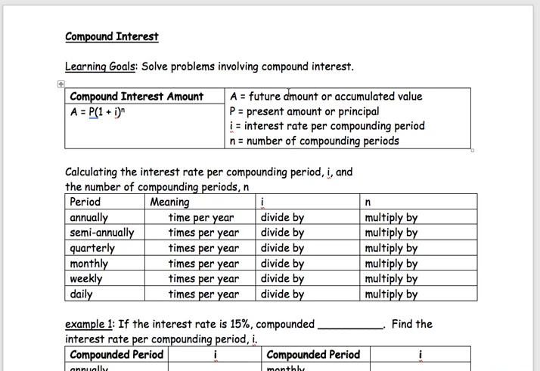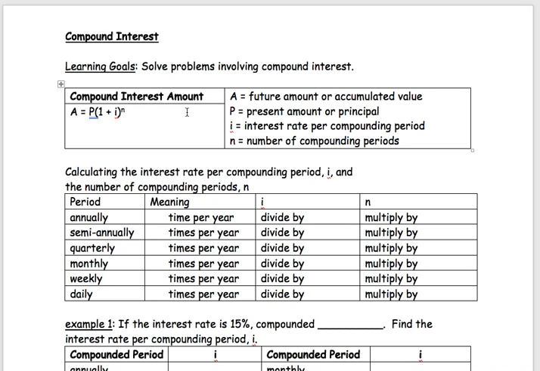Okay, so A is the future amount. This could be a loan that you borrow from the bank, or it could be money that you leave in the bank. So we're looking at what amount will there be at the end. P is the principal, or the initial amount you start with. And I is the interest rate, but it's going to be based on these compounding periods.